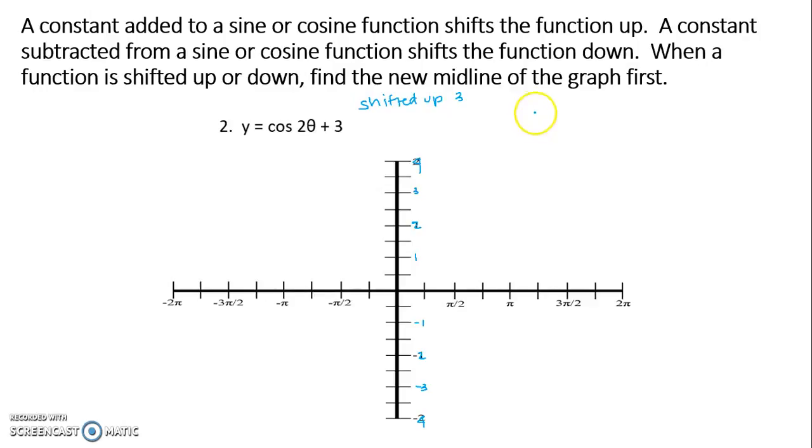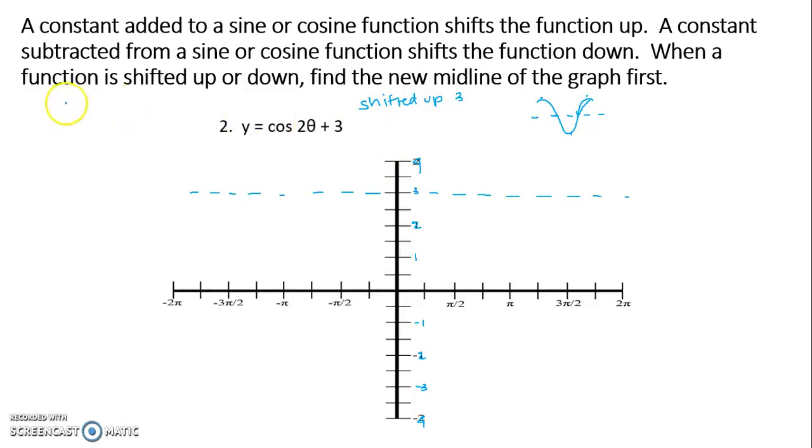If you remember, normally you have your midline here. Cosine starts and ends at the top. In the middle it's at the bottom. In the middle of those it's between those. So that it kind of makes like this sideways C. First thing I need to do is graph my new midline here at 3.